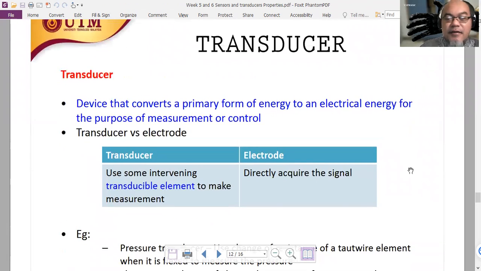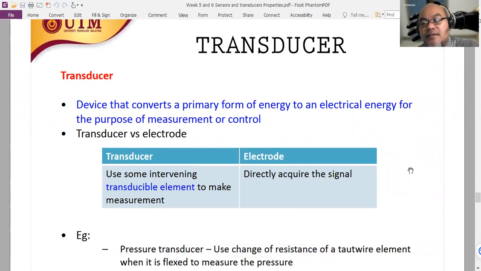Okay, we have discussed transducers. A transducer is basically a device that converts a primary form of energy to an electrical energy for the purpose of measurement or control. So the meaning of transducer is more general. If the meaning is specific towards a transducer that is used to convert information, the quality of energy, from some physical domain or primary form of energy into the electrical domain, then we call it a sensor.